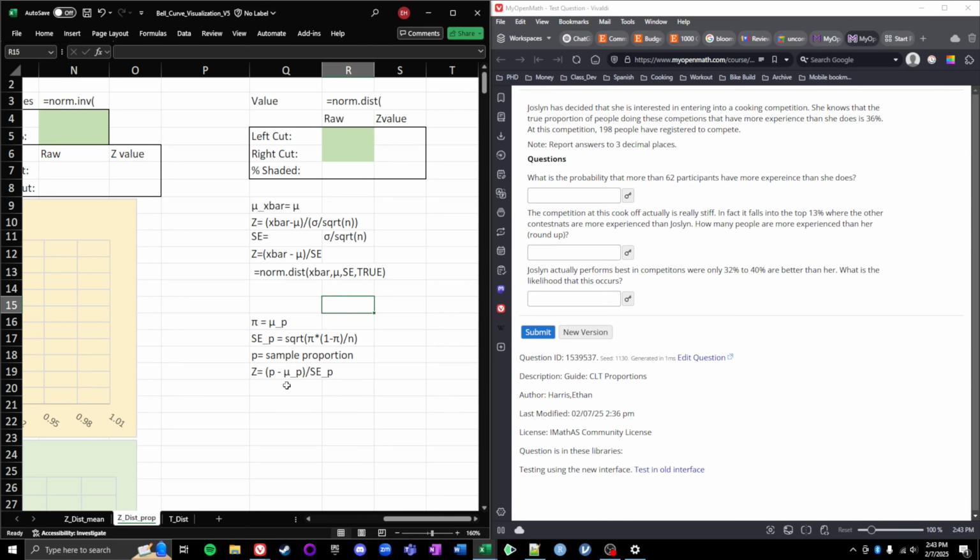And then down here we have p minus mu sub p, the mean with respect to the proportions, and the standard error with respect to the proportions. A lot of times though you will see this rewritten. Let me just type it out again.